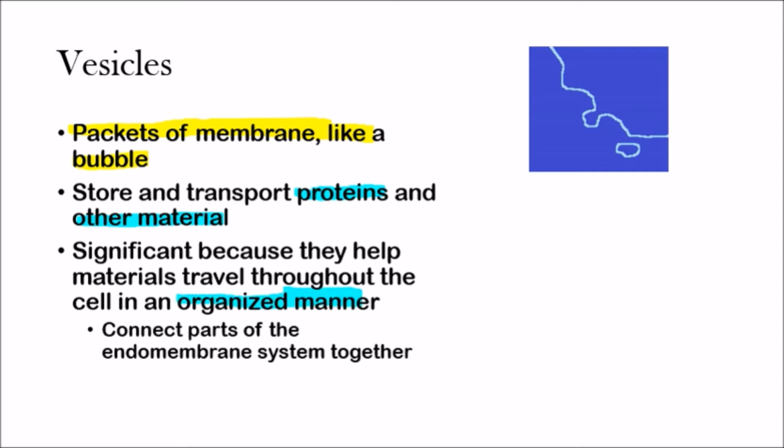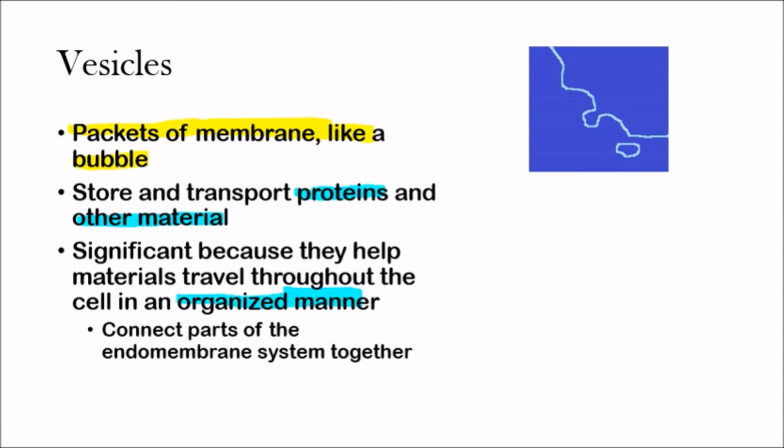Imagine that if there weren't vesicles, how would a protein get from one side of the cell to the other? It would be hard to get that protein collected and then transport it to another side of the cell. So that's why the cell has vesicles. And they connect the parts of the endomembrane system together.